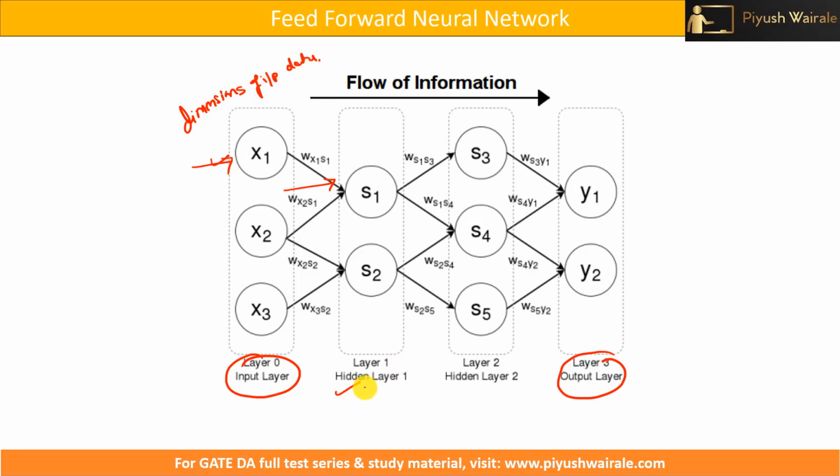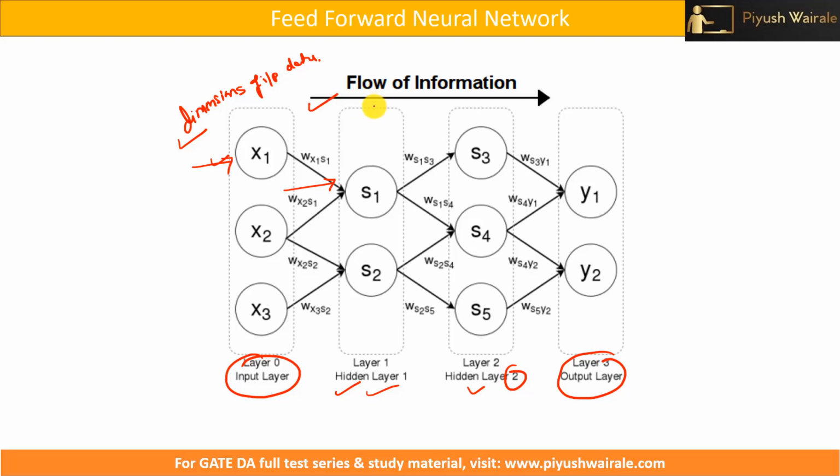Okay, and this will work as a hidden layer. So what will this layer do? This layer is not exposed directly to any input or output. This hidden layer will take the input from the input layer, right? And this hidden layer will take the input from hidden layer 1. So in this way, the flow of information works in the feed-forward neural network.